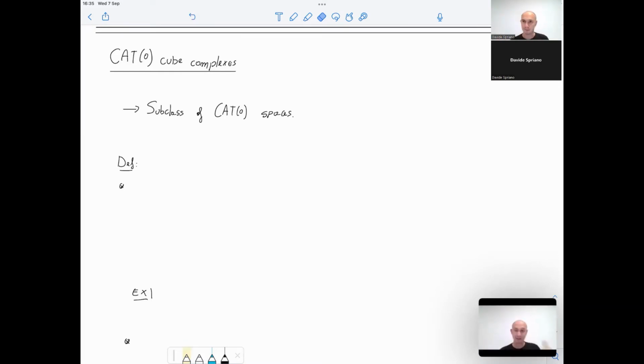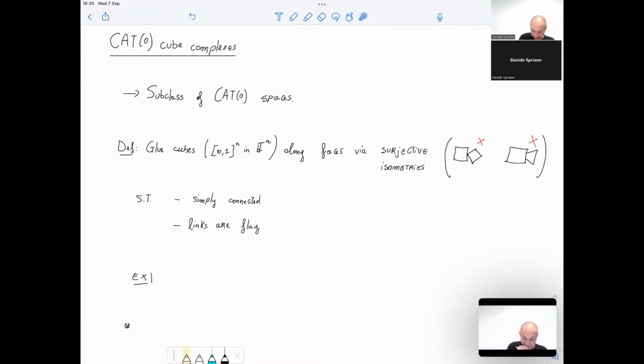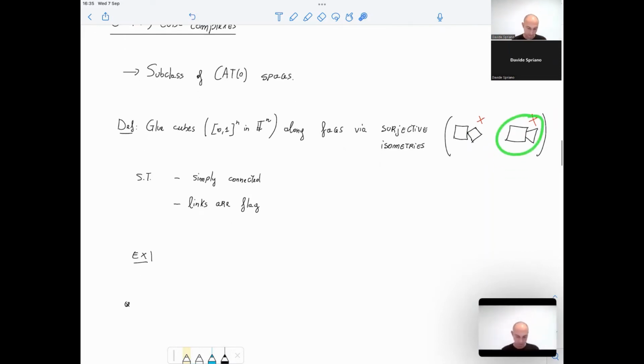Let me define them. So a CAT(0) cube complex is obtained as follows. You need to glue cubes. So a cube, I think of the product of the interval [0,1] in Euclidean space, glued along faces via surjective isometry. So faces need to go to faces in an isometric and surjective way. So in particular, I cannot glue a vertex into the interior of a face because that would not be a surjection. I would need to cover the whole face. It needs to be an isometry, so things like that, of course, cannot work.